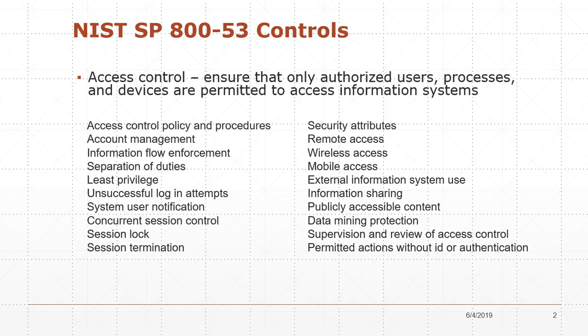So the first of the SP 800-53 controls is access control. You must ensure that only authorized users and processes and devices are permitted to access the information system. So you can see the large number of controls here, from account management, least privilege, and concurrent session control, and remote access control, wireless access, data mining protection, etc.